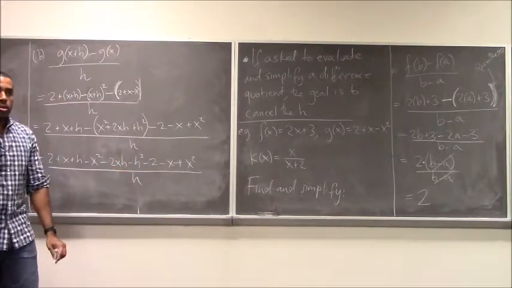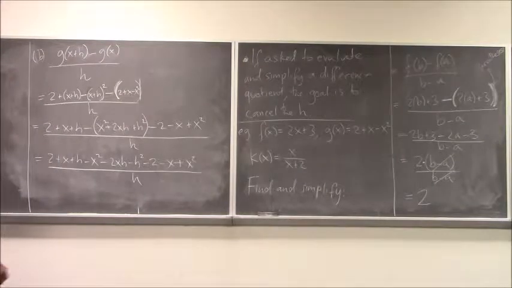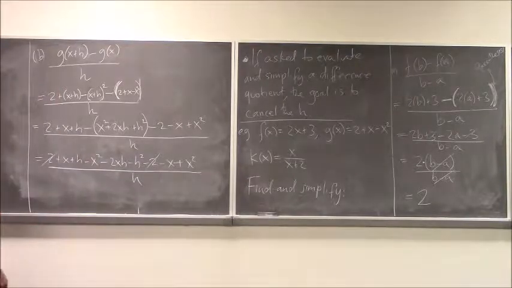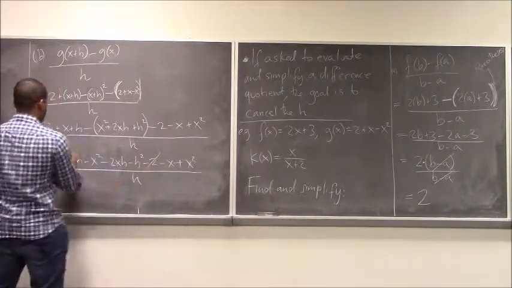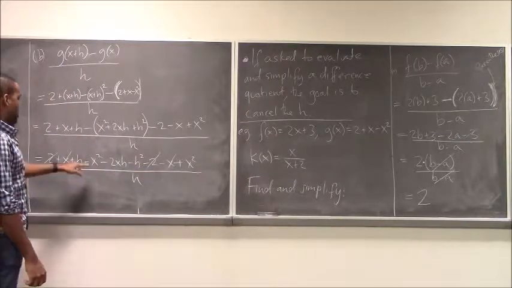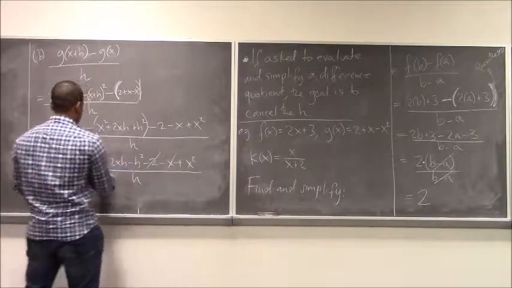Okay, now cancel out terms. Some of these terms will kill each other, right? So I have a plus 2 and a minus 2, so that's gone. I have a plus x and a minus x, that's gone. I have a minus x squared and a plus x squared, that's gone.